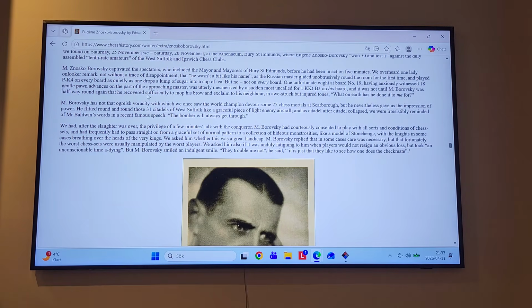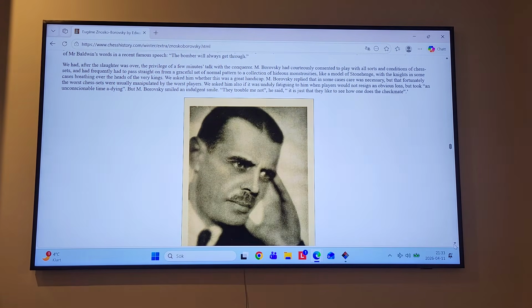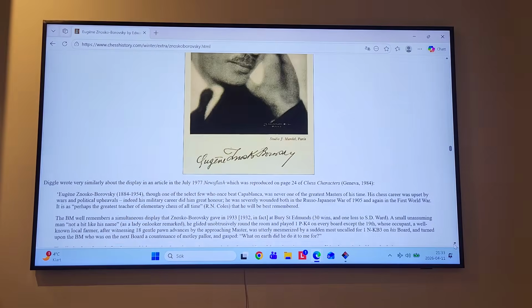18 gentle pawn advances on the part of the approaching master, was utterly mesmerized by a sudden, most uncalled for knight f3 on his board. And it was not until Borovsky was halfway round again that he recovered sufficiently to mop his brow and exclaimed to his neighbor in awe-struck but injured tones, "What on earth has he done it to me for?" So that was a bit odd. Why did he play knight f3 in that one game?